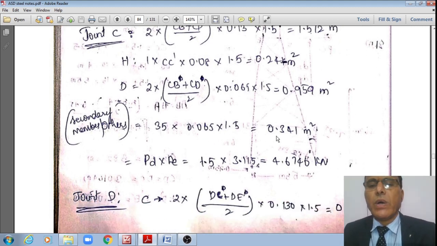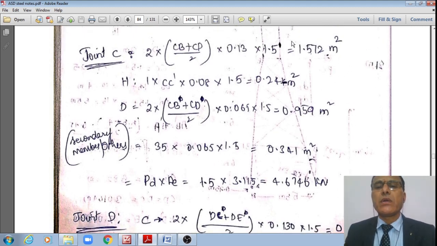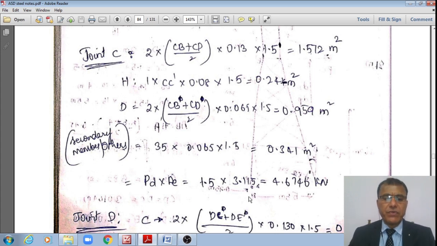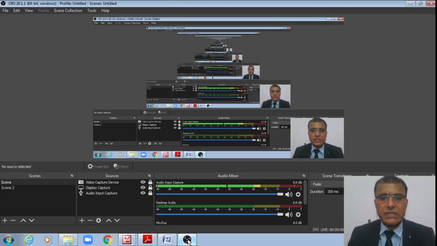Therefore now I'll get the total summation of all these equal to 3.115. However, the wind force at joint C on the different members is equal to PD multiplied by AE. PD is equal to 1.5 multiplied by 3.115. It works out, say, 4.6746, right?